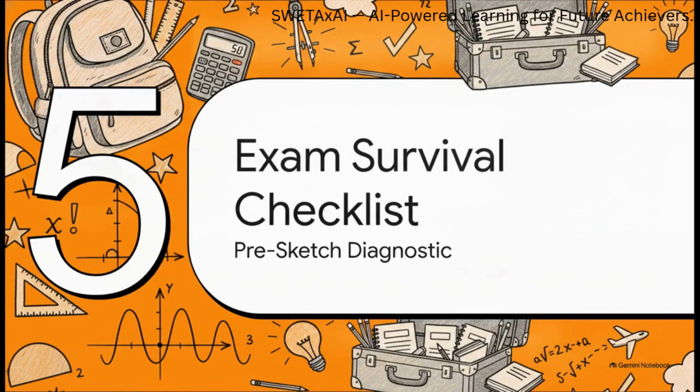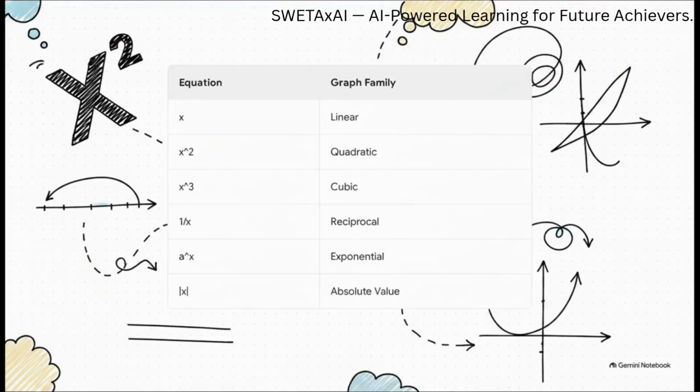Section 5. Exam Survival Checklist. This quick recognition guide is basically your ultimate cheat sheet. Seriously, you should freeze this frame in your mind. It ensures that the very second you see a variable format like an x squared, a 1 over x, or an absolute value bracket, your brain instantly loads the correct visual species. You aren't even doing math yet, you're just identifying the animal sitting right in front of you.